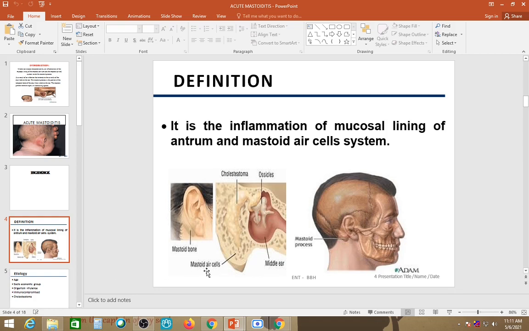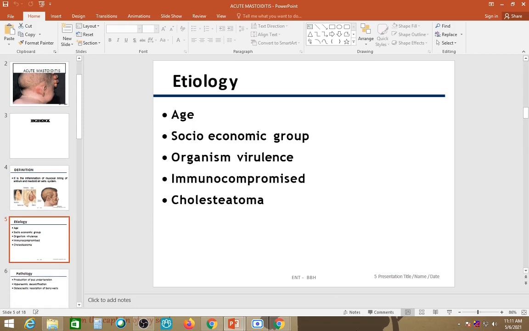The next slide. The etiology of acute mastoiditis is age. The age factor mainly affects young age. Then socioeconomic group. What do we understand here? People suffering from these kinds of disease ignore it and take it easily because they are not highly educated and have low socioeconomic status. They are poor and they always deny. Then it spreads further inside the ear and it's totally infected.